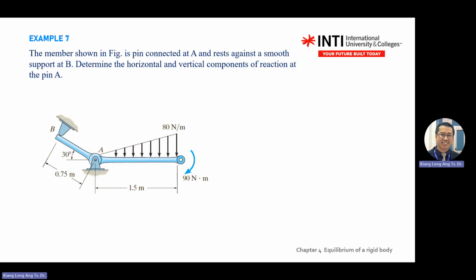Okay, determine horizontal and vertical component reaction at pin A. So here you should be able to draw the free body diagram. So just a quick one. See if you're able to draw free body diagram for the link, for the arm there. You should be able to draw. So you copy the link.